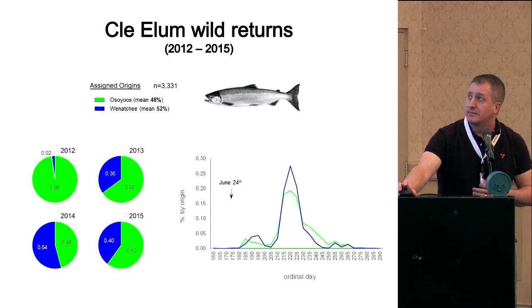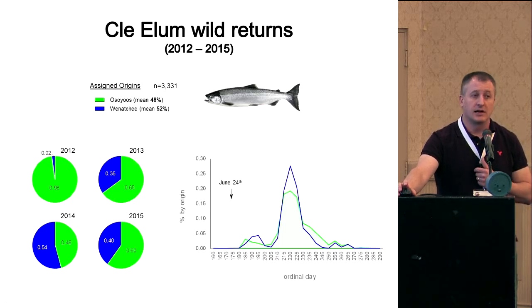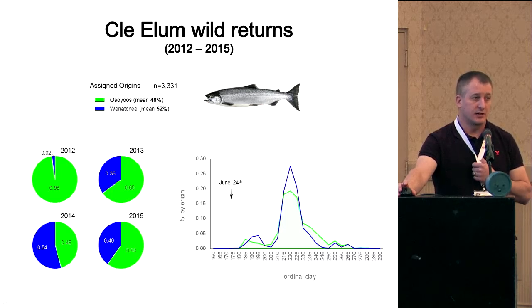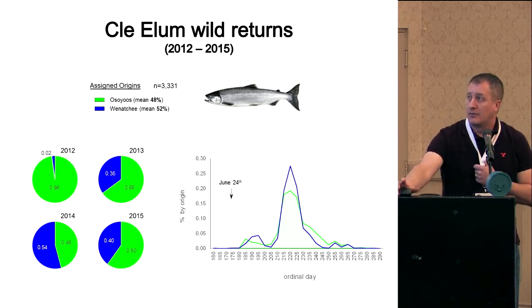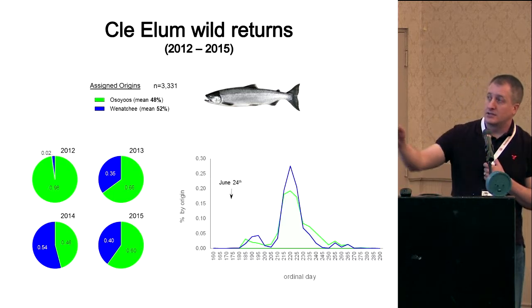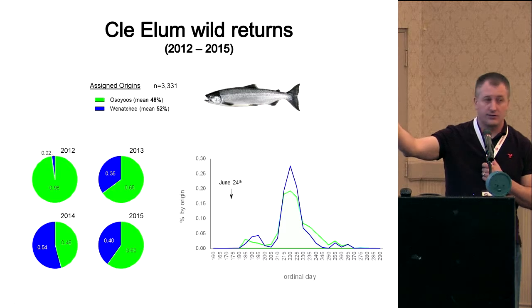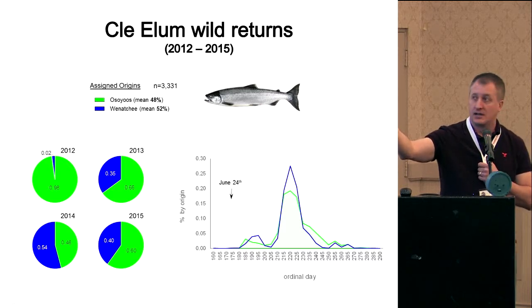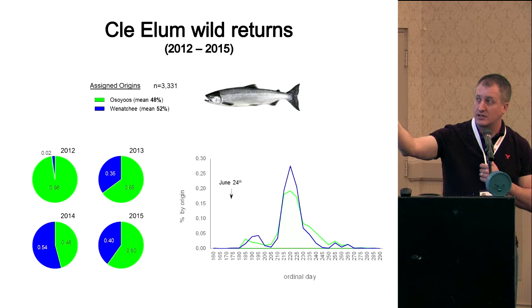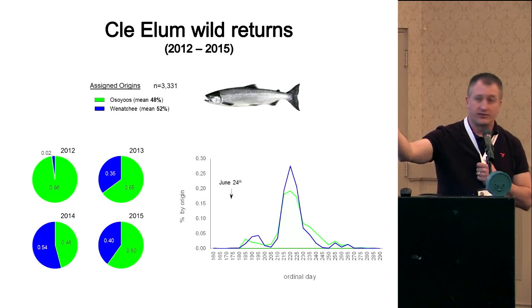So here's what the wild returns look like then. These are fish that are progeny of outplants. So these are fish that would have been out of the gravel, reared up in the lake, moved out to the ocean, and come back as wild fish from the Cleveland program. Again, some more of that interannual variation. In 2012, this would only include 3-year-olds because the program started in 2009. So that was a small sample size, and you can see that with the exception of 2 fish in 2012, they were all the Sockeye origin fish.